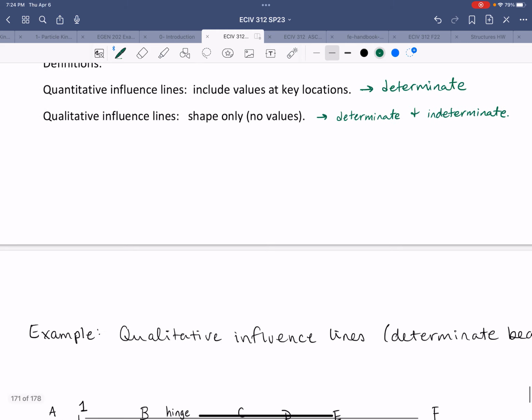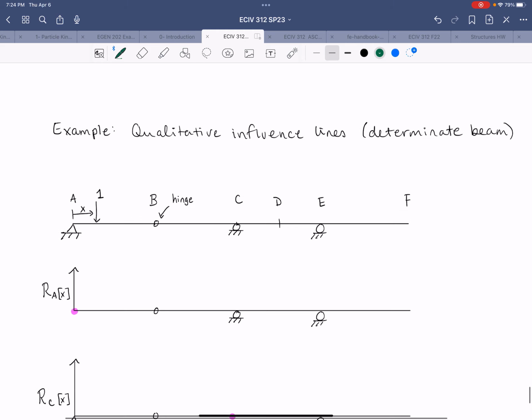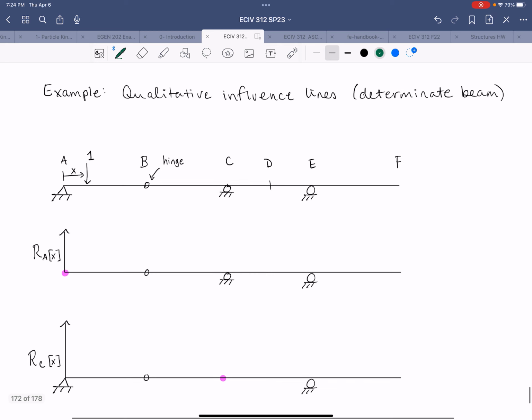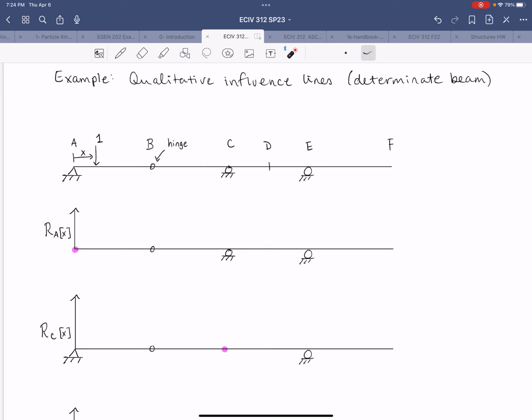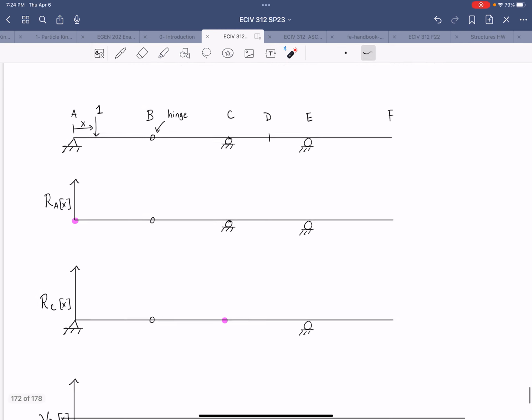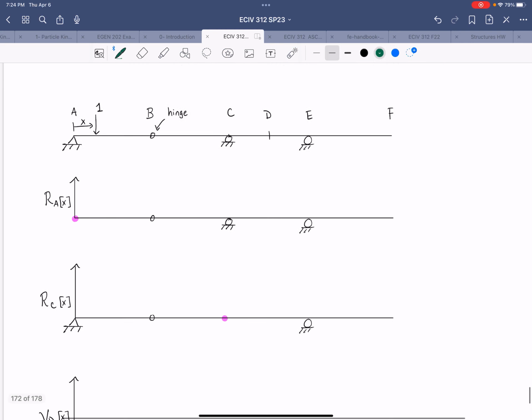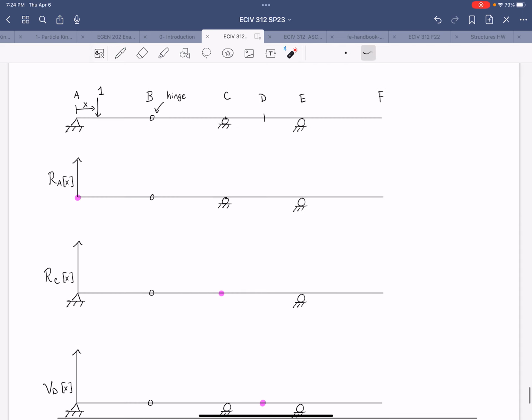All right, so now we'll roll into an example. First example of the Mueller-Breslau principle. Here we have a determinate beam, all right? There's a hinge at B, and we have supports at A, C, and E. So the first item that we want is the influence line for the reaction at A. And I've noted on here with the highlighted location, the location of interest.